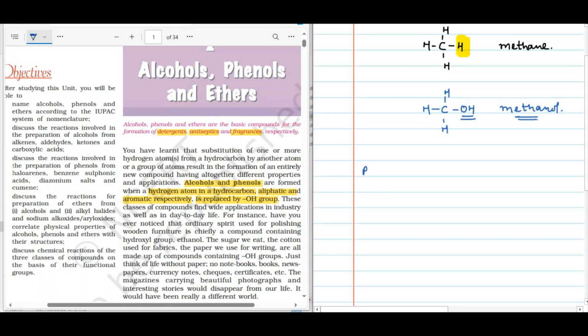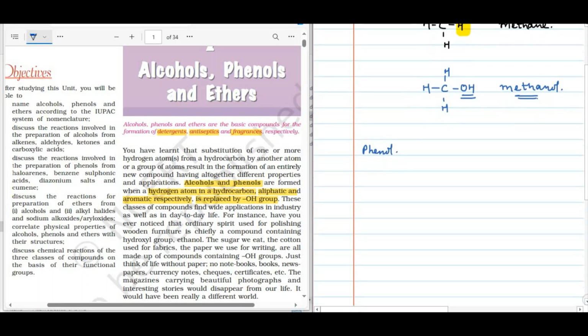Similarly, you will get phenol. So let's try to understand what is phenol. So first of all, draw the structure of one aromatic compound, an aromatic hydrocarbon. The aromatic hydrocarbon is benzene, which has alternate single and double bonds. So each carbon is bonded to hydrogen. Here there are 6 hydrogens because each carbon is bonded to one hydrogen. C6H6. This is benzene.